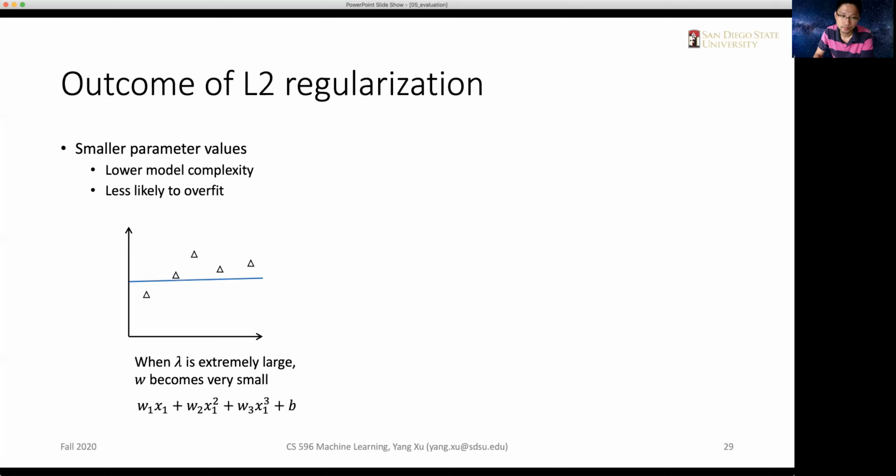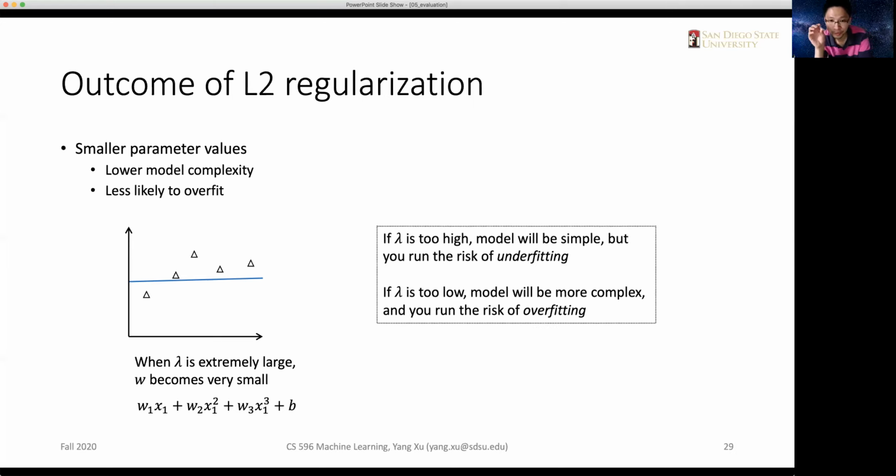And when lambda is extremely large, then that will result in the case of underfitting, because all the W's become very small. So the higher order terms don't matter at all. And if lambda is too low, right, the model will be more complex, right? So lambda is something we want to determine. Basically, it's an empirical process. It depends on how large the training data is.